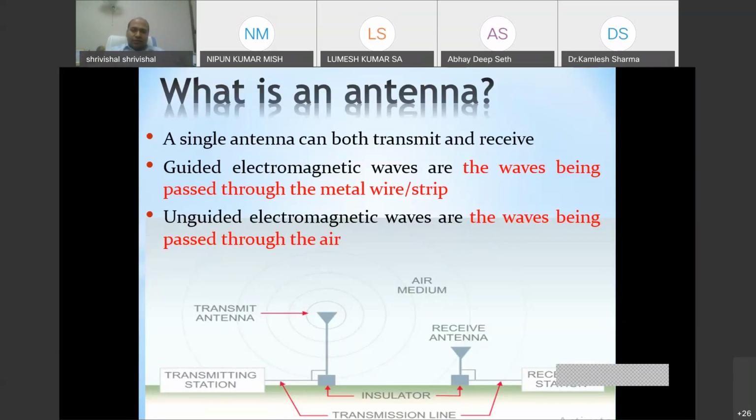In case of open air transmission, there are two antenna systems transmitting, and the channel in between the two antenna systems is the air. In case of an air medium, we can say these are unguided electromagnetic waves. And this is the beauty of the antenna system: they provide flexibility to the user, so that without wired connections we are able to transmit the information from one place to another place.